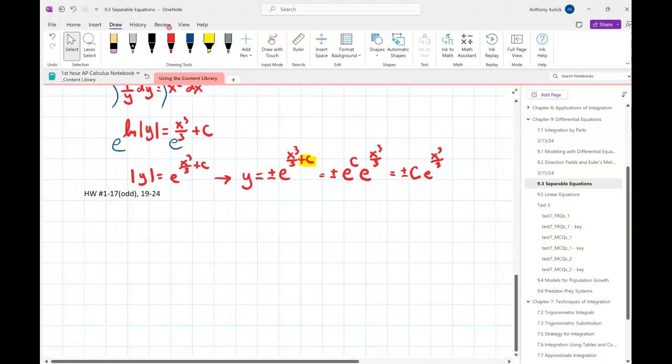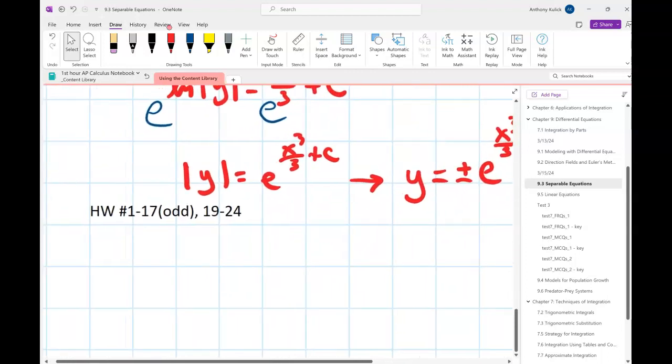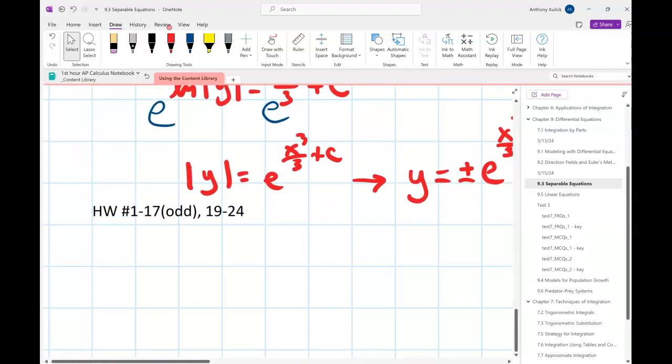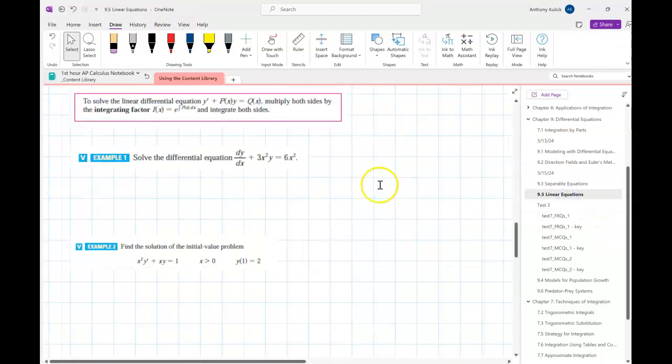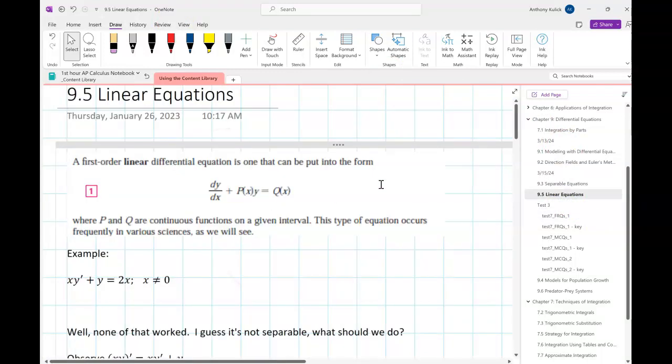All right, so a couple of problems like this to practice. What happens though if your differential equation is not separable? Yeah, so that's a linear differential equation. So let's look at what happens for one of these.